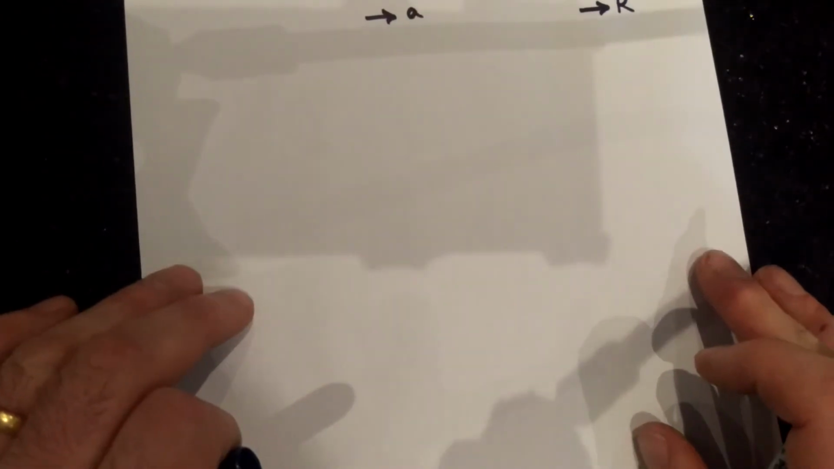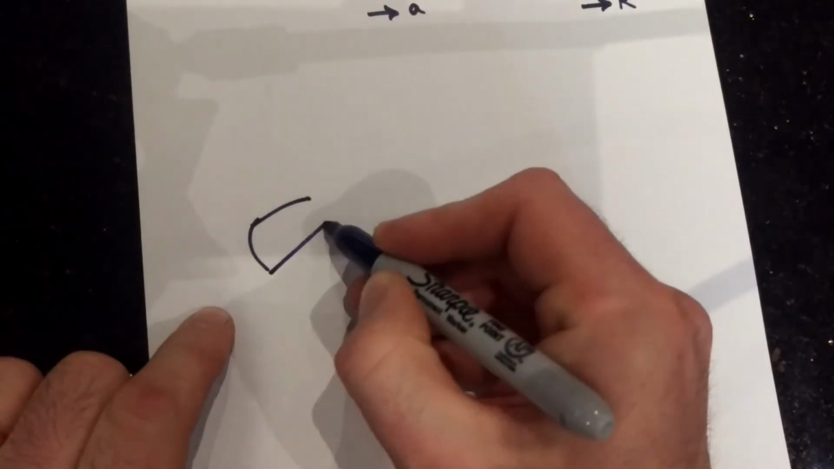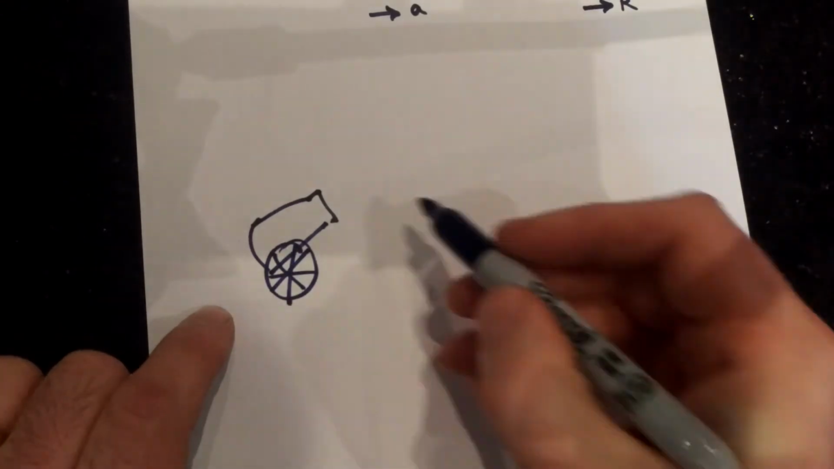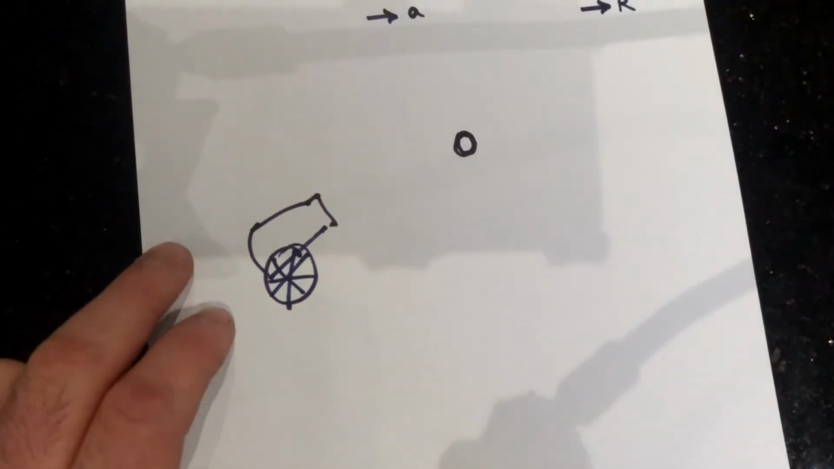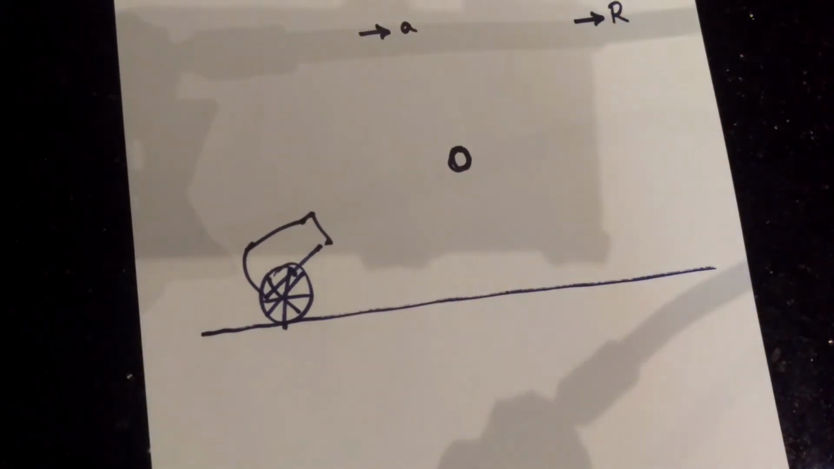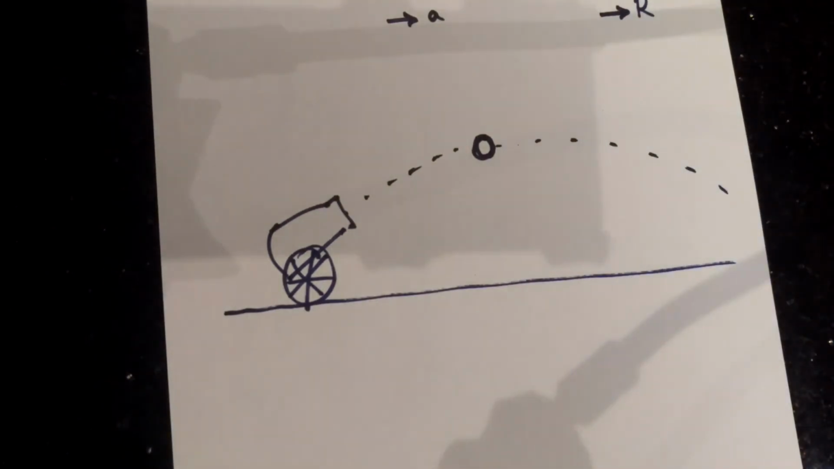Enghraifft arall, eithaf poblogaidd mewn cwestiwn arholiad ydy gennych chi rhywbeth fatha cannon. So let's have a cannon here. Shooting a cannonball. So the cannonball is here. And let's say it's on Earth. So the path is parabolic. It's the path of the cannonball.